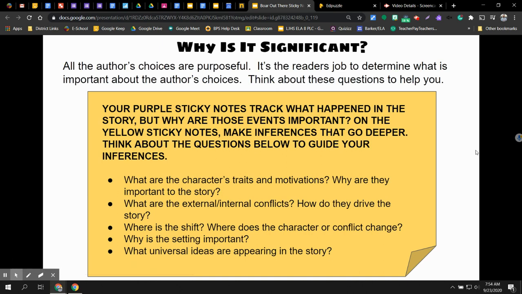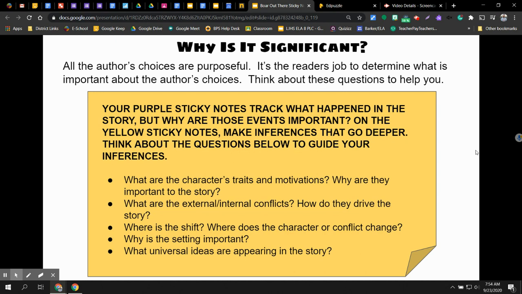All right, everybody. So now we're on to round two. So obviously, in your sticky note analysis assignments, there's always two parts. The first thing you're always going to want to do is go through and knock out the purple sticky notes. And that's where you simply track what's going on in the story, like we just did in the previous video. You identify the main characters, you tell me what's happening in each chunk.